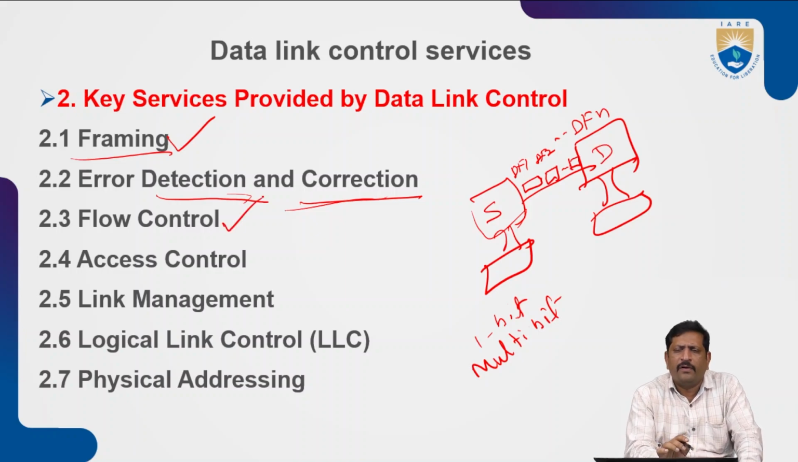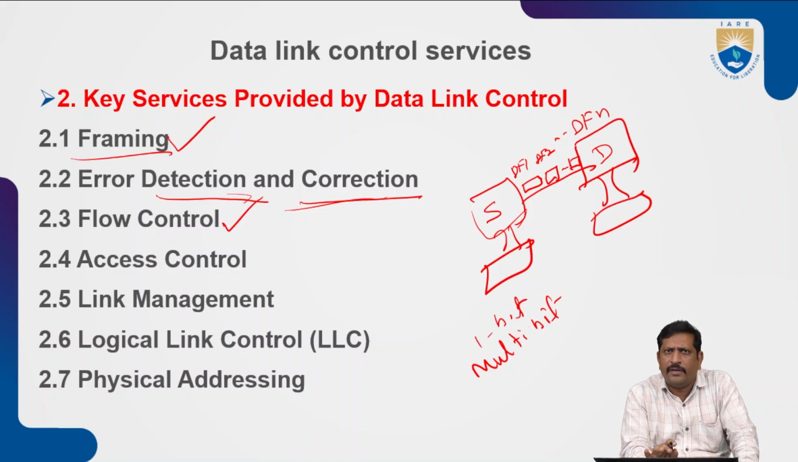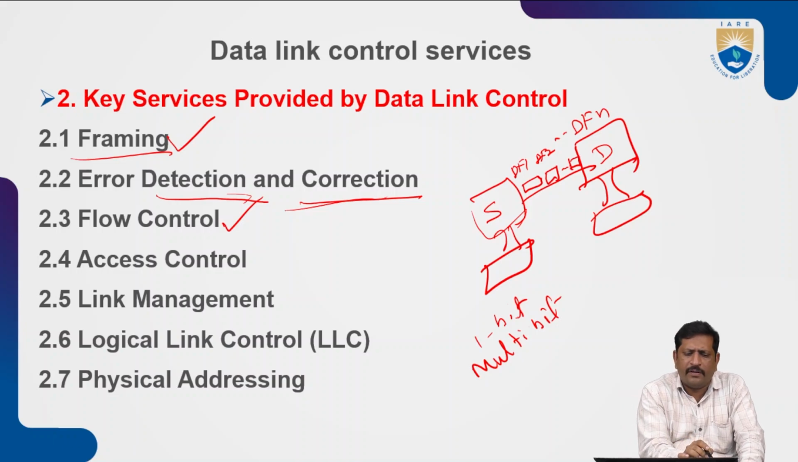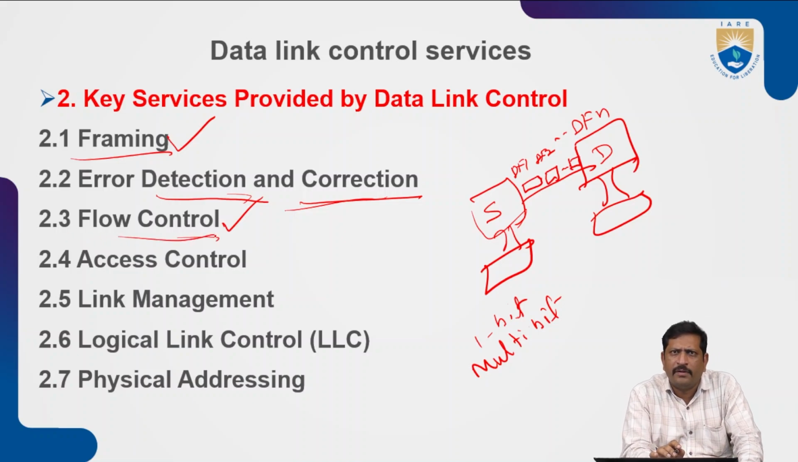Flow control. Flow control means, if multiple devices are requesting or sharing the same resources, at this time we use the flow control mechanism. With the help of this flow control mechanism, the flow of data shared by the multiple machines will be controlled.